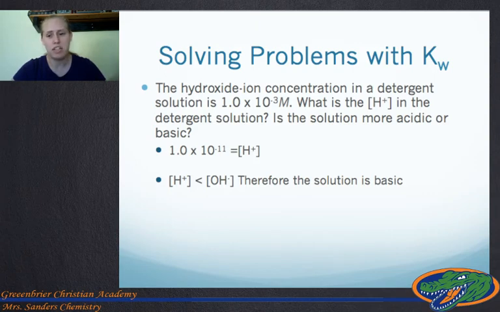After that, you have to answer the last part of the question, which says, is the solution more acidic or more basic? If you have a solution where there's more hydrogen, you're going to have an acidic solution. Remember that chart that showed you the hydrogen ions, if there's more of them, it's acidic. If you have more OH, then it's going to be basic. Notice in this case, because it's 1.0 times 10 to the negative 11 for your hydrogen, and it's 1.0 times 10 to the negative 3 for your OH, the OH is actually larger than your H. So that means the solution is more basic.